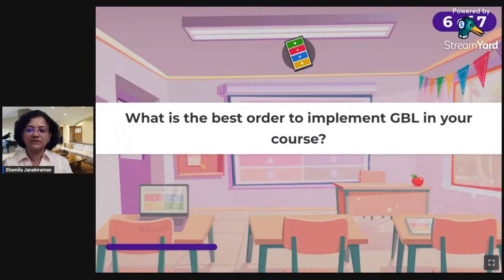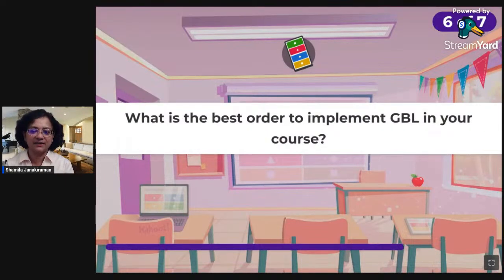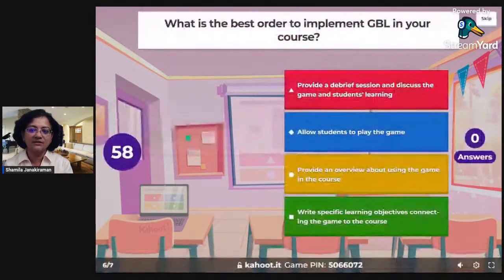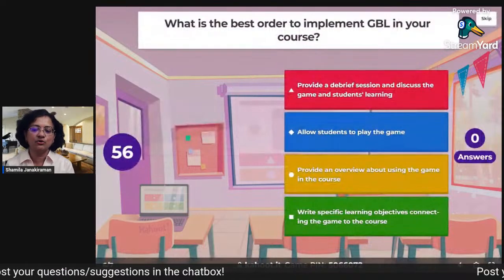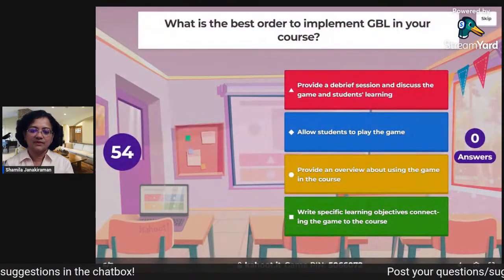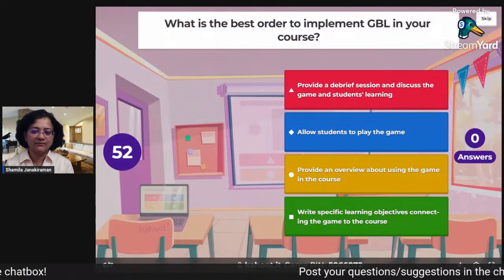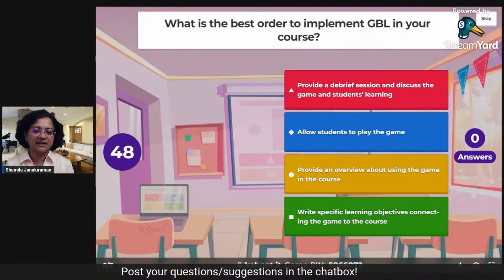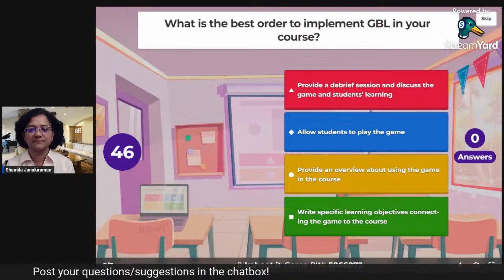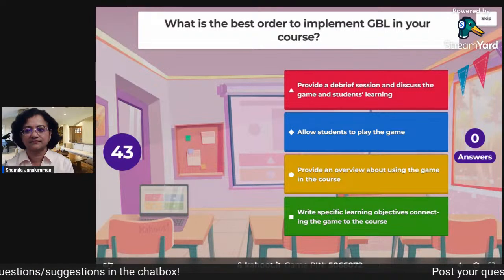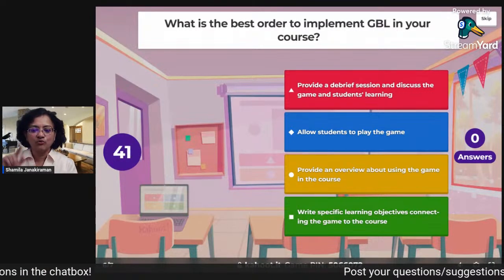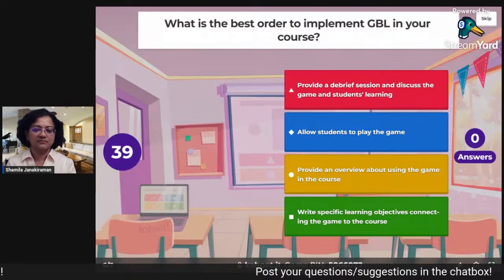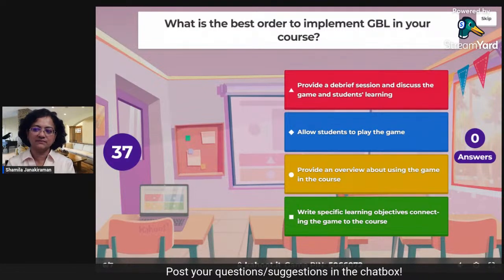This is a puzzle type of question. You'll have to arrange them in the correct order. What is the best order to implement game-based learning in your course? You have more time for this particular question. So when we are setting the Kahoot, we can change the time. So I've given more time for this. You can move the tiles up and down. It's like a puzzle, jigsaw puzzle.